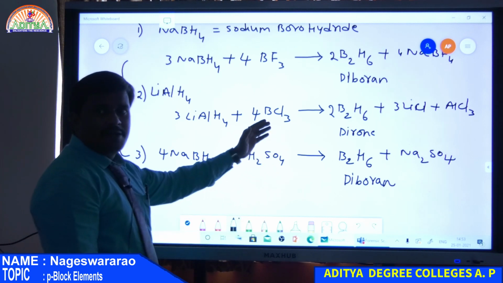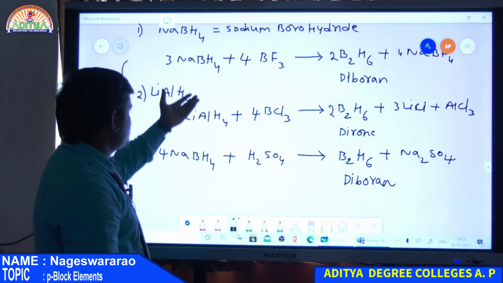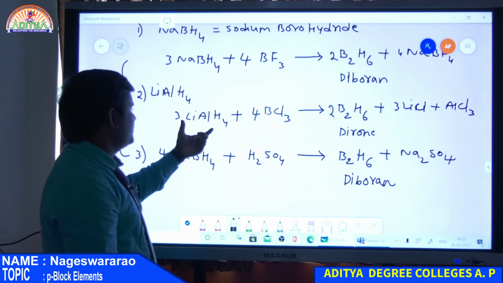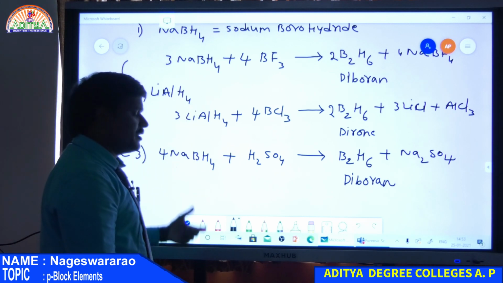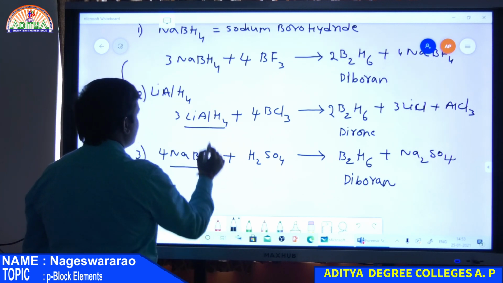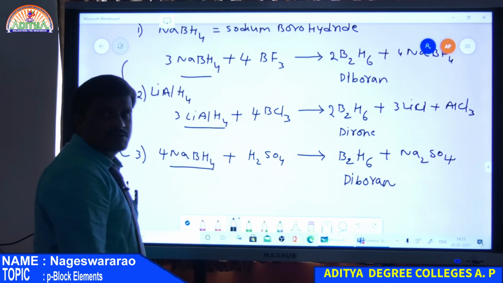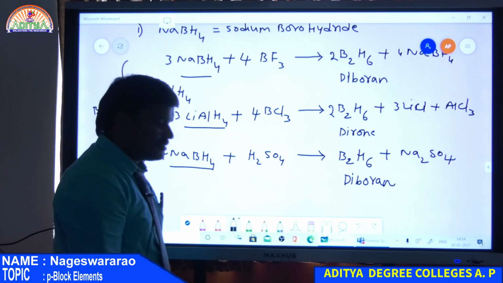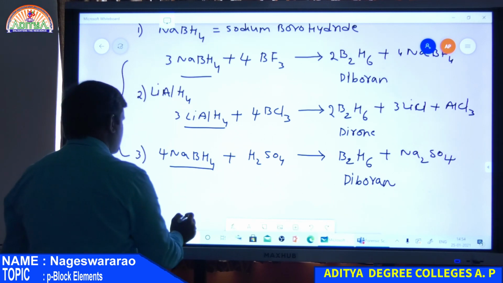So all are prepared indirectly from different compounds. So this is sodium borohydride, this is lithium aluminum hydride, this is also sodium borohydride. So all these are prepared indirectly. So these are the preparation methods. Now properties.